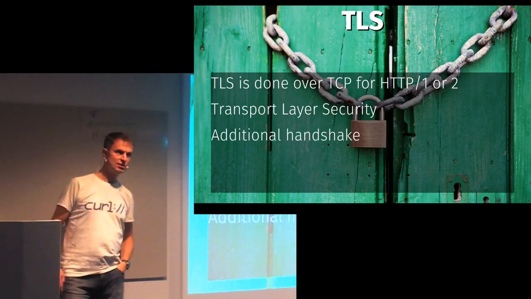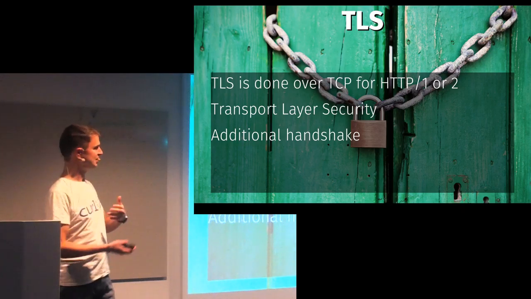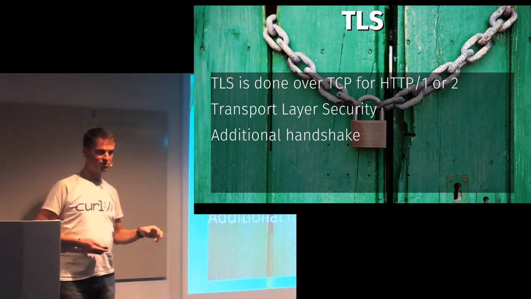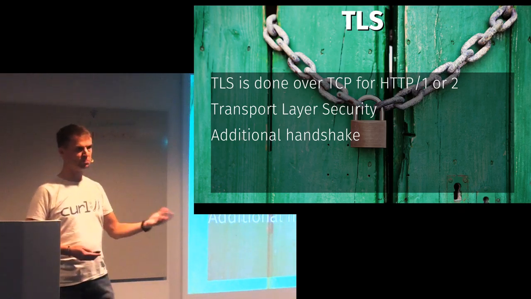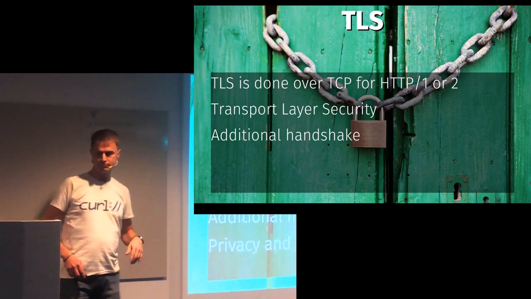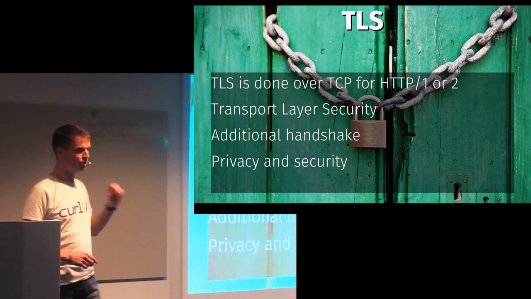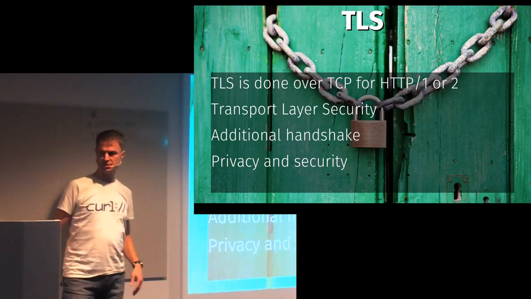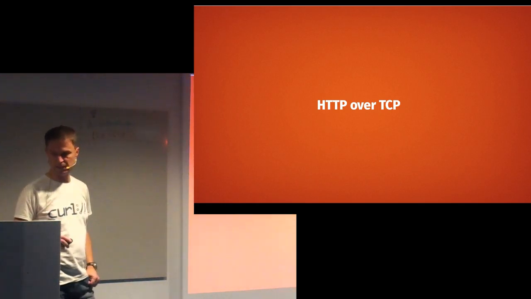There's an additional handshake: you establish the TCP connection, and then you establish a TLS connection on top of that. In TLS before 1.3, there were even a few more back and forths to get that connection done. So on top of the three-way handshake for TCP, you add a couple more for TLS. But TLS, of course, adds both privacy and security to the connection. You know who you're talking to, and nobody else can read your traffic.